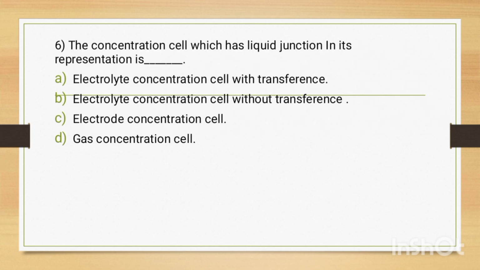The concentration cell which has liquid junction in its representation is electrolyte concentration with transference, or electrolyte concentration cell without transference, or electrolyte concentration cell, or gas concentration cell. So our correct answer is electrolyte concentration cell with transference. As we have seen before, electrolyte concentration cell with transference will have liquid junction in its cell.